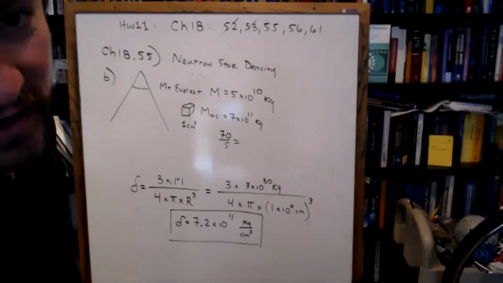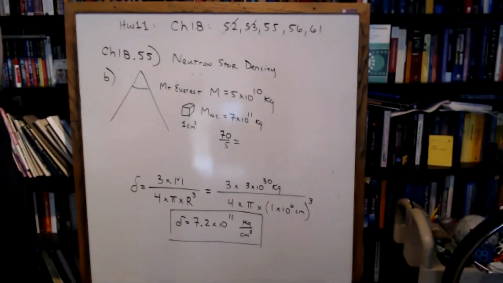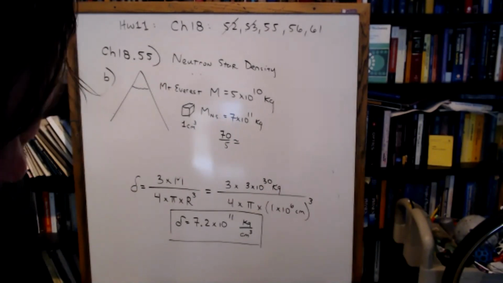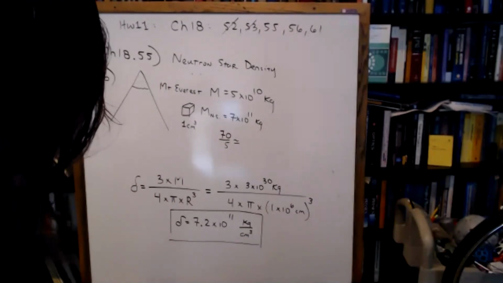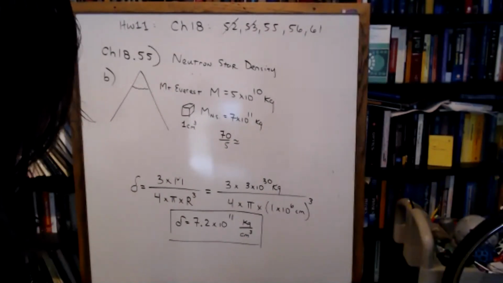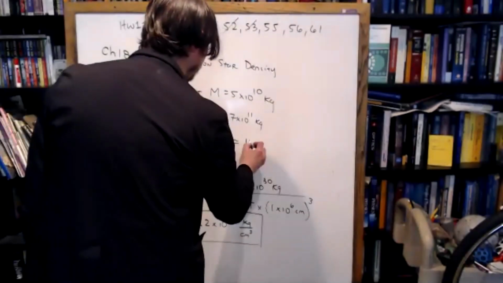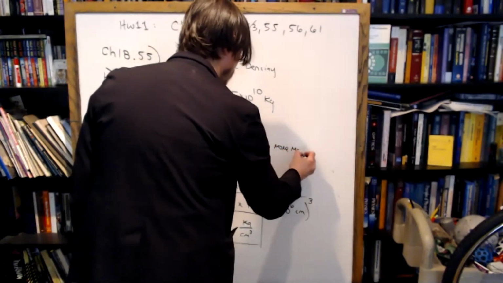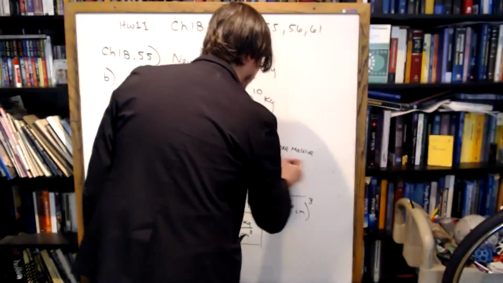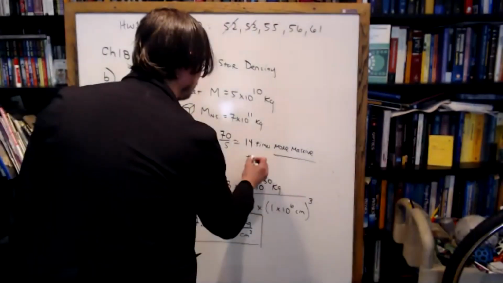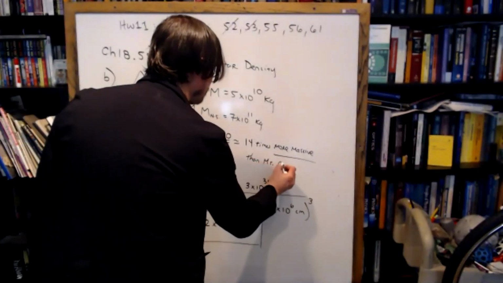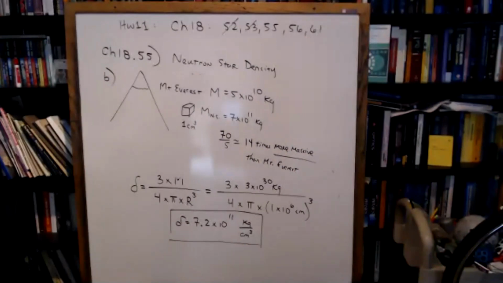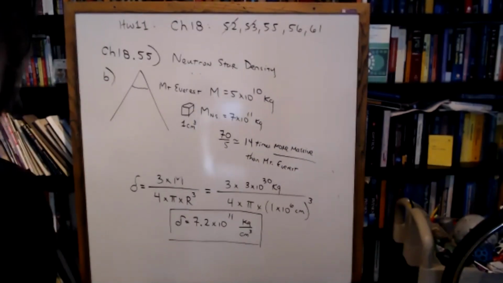Well, not denser. It's billions of times denser. 1 cubic centimeter is more. There's more matter. What's 70 divided by 5? 14. 14 times more massive than Mount Everest. In other words, to compare to the density of a neutron star, you'd have to take Mount Everest and smush it into this volume of a dice.